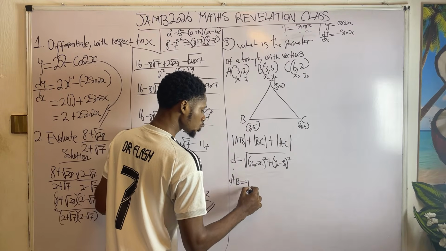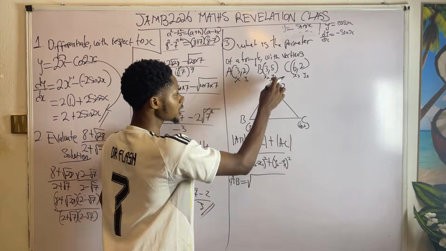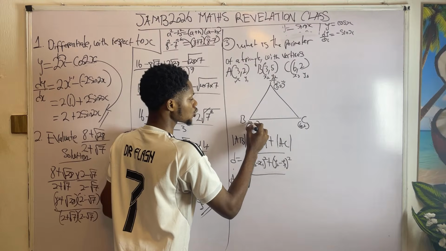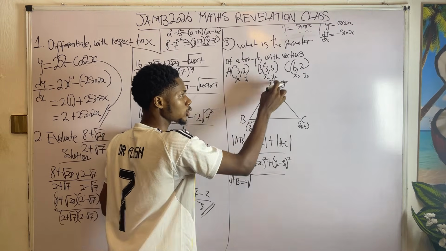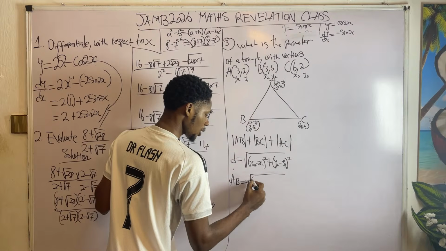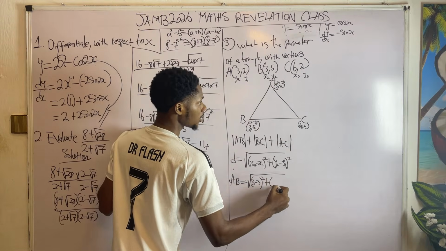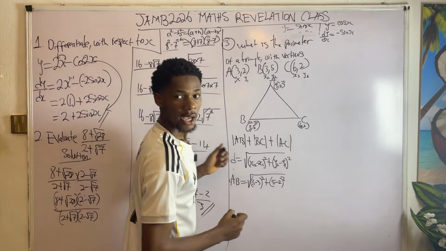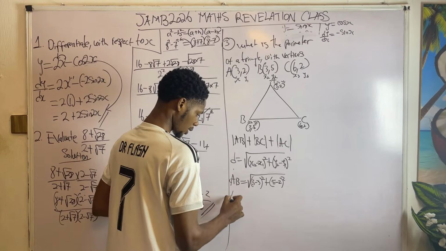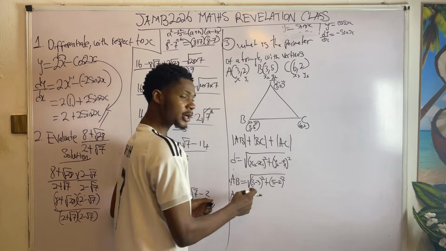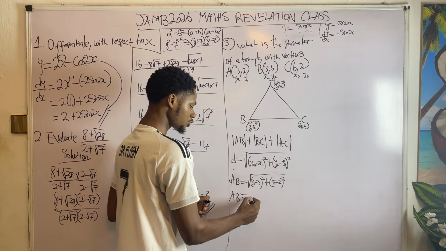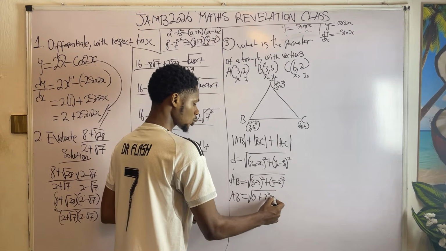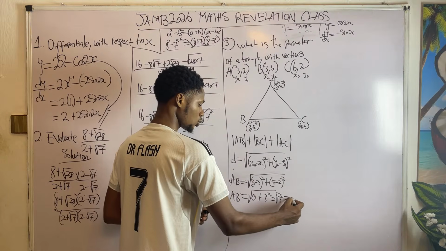AB is equal to the square root of, we call this x1, y1, x2, y2, so x2 minus x1, we have (3 minus 3) all squared plus (5 minus 2) all squared. Hence AB is equal to 3 minus 3 is 0, 0 squared is 0, plus 5 minus 2 is 3, so we have 3 squared. And this will be equal to 3.